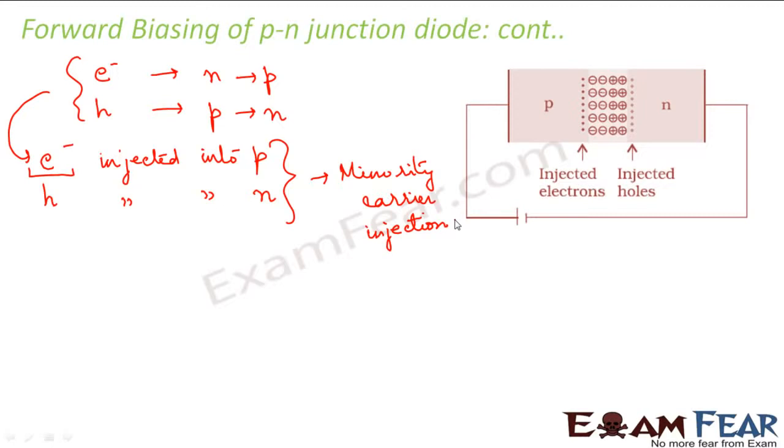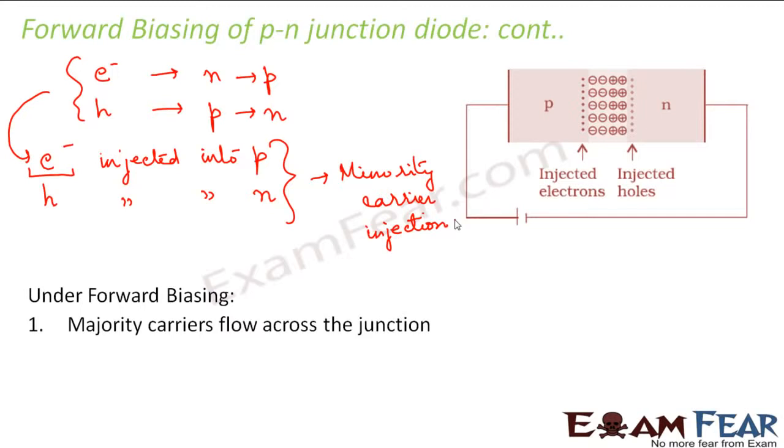So, what happens when we forward bias a PN junction diode? It encourages the majority carrier flow. Now, when the majority carriers flow from their region of high concentration towards the region of low concentration, it in turn injects minority carriers across the junction. So that means forward biasing causes majority carrier flow across the junction, and minority carrier injection occurs. Both of these mean the same, right?